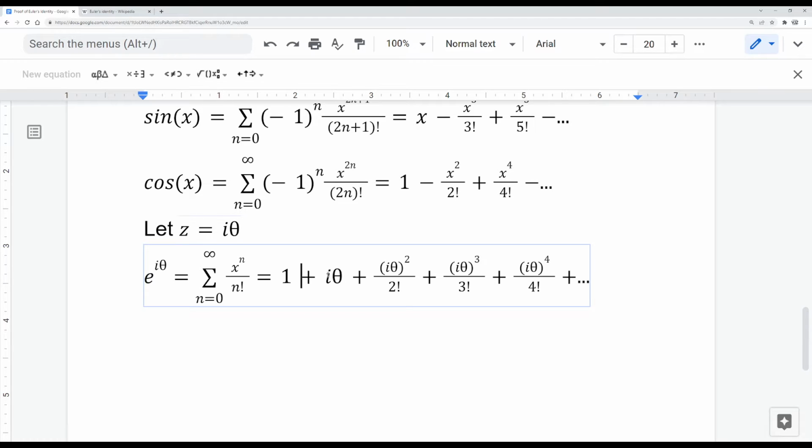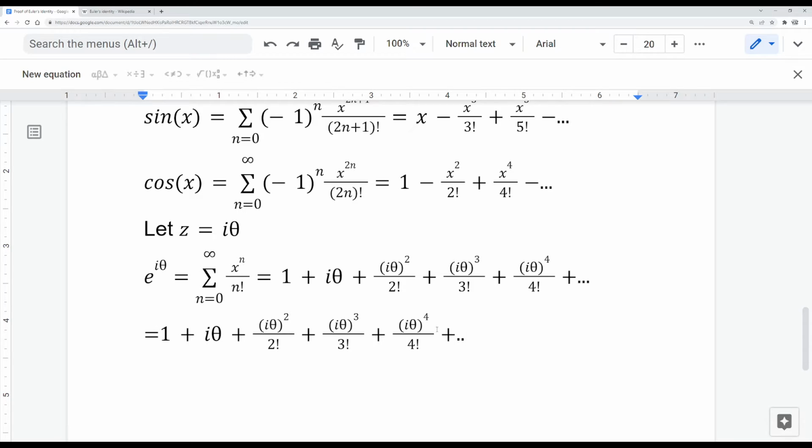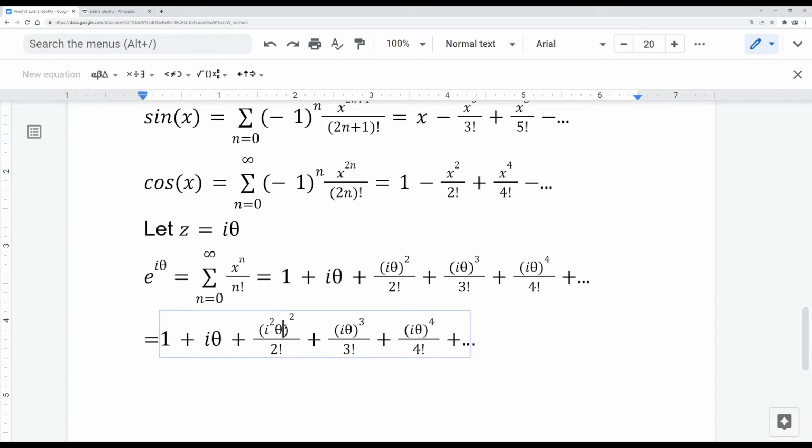So we get 1 plus i theta squared plus i theta cubed, and just so I can make this proof extra clear, I'm going to write this out again for redundancy, so that people can see where it's going and it's not some sort of magical trick. So exponent rules apply here. So this has just become i squared, theta squared, and then the parentheses dissolve.